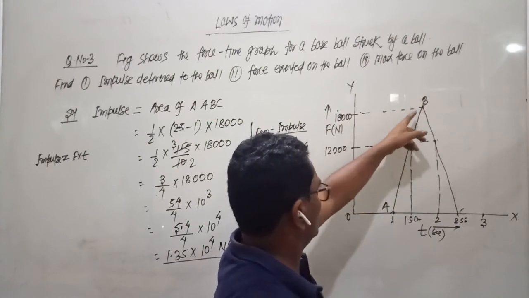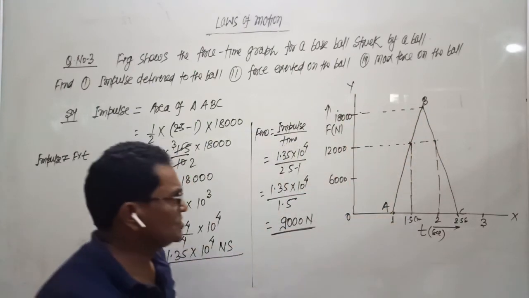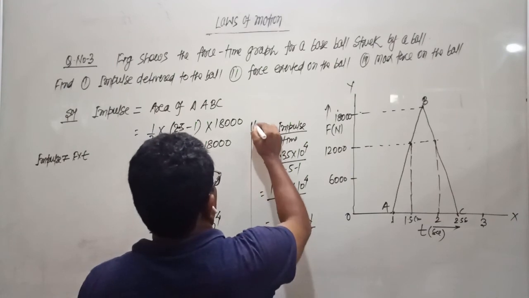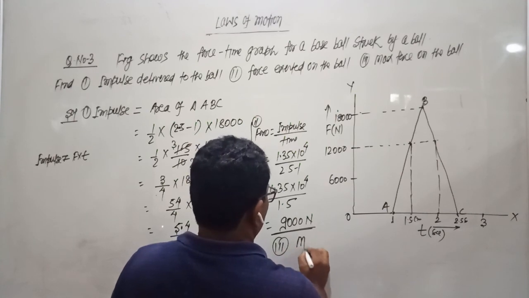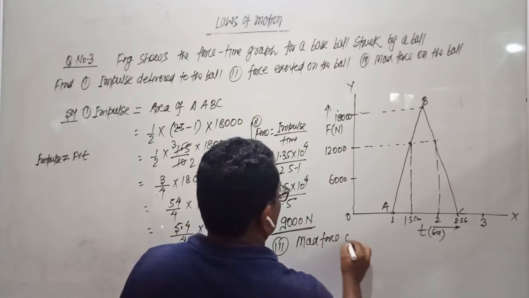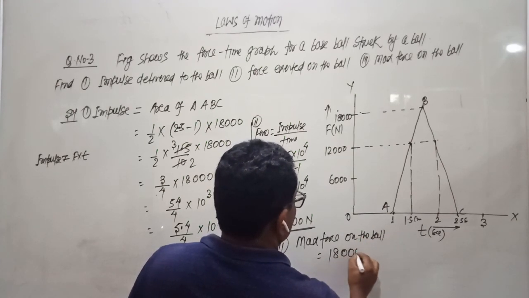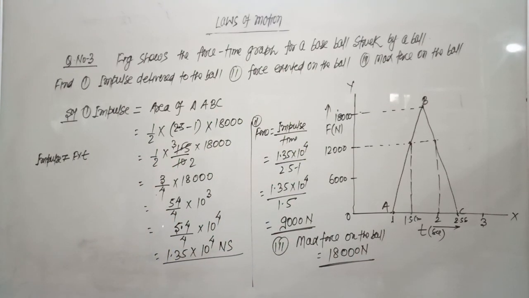For the maximum force on the ball, it is already given at point B. The maximum force exerted is 18,000 Newton. So this was the first part, the second part, and the third part, the maximum force on the ball, which is 18,000 Newton. So we calculated the impulse, the force exerted on the ball and the maximum force on the ball.